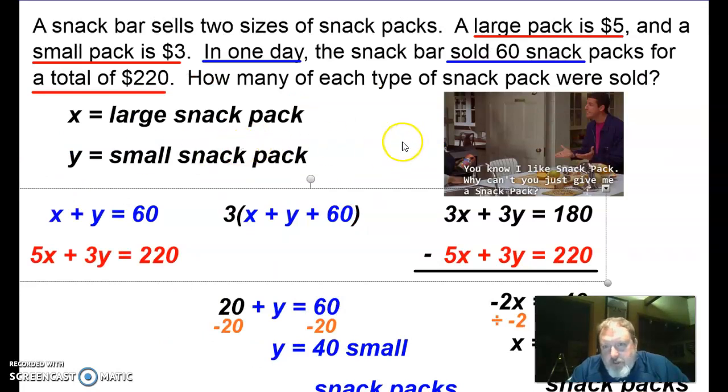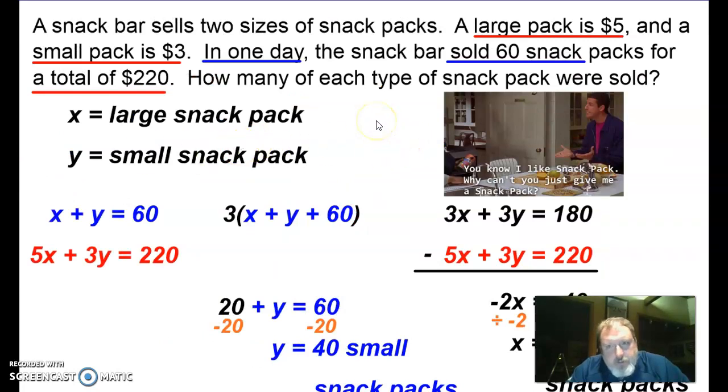All right, if you've seen Billy Madison, you'll like this one here. So we got our snack bar here selling snack packs. So the large one's $5, the small one is $3, and in one day they sold 60 of them for a total of $220. So we'll let X be the large snack pack, Y be the small one. We know that we sold a total of 60 of them, and when we get into the cost, $5 for the big one, $3 for the little one, total of $220.